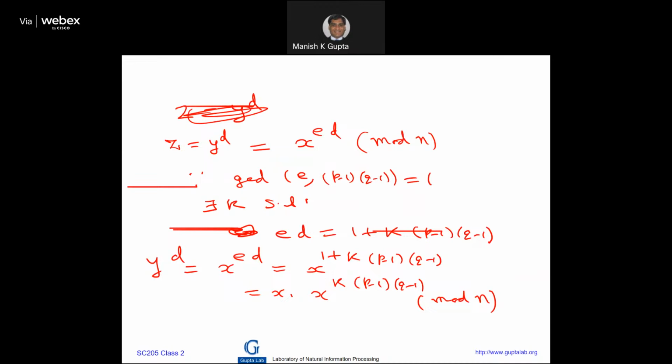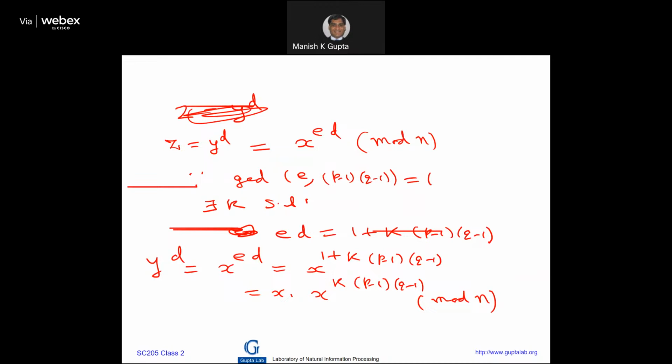If somehow we show that this portion X raised to power K times (P minus 1)(Q minus 1) is 1. Now observe and tell me how. Here you need to observe the beauty. You need to recall something from the last class, one result which we told you, Fermat's little theorem. Remember? A raised to power P minus 1 is congruent to 1. So what I can do here, that extra term X raised to power K, I can take it out.